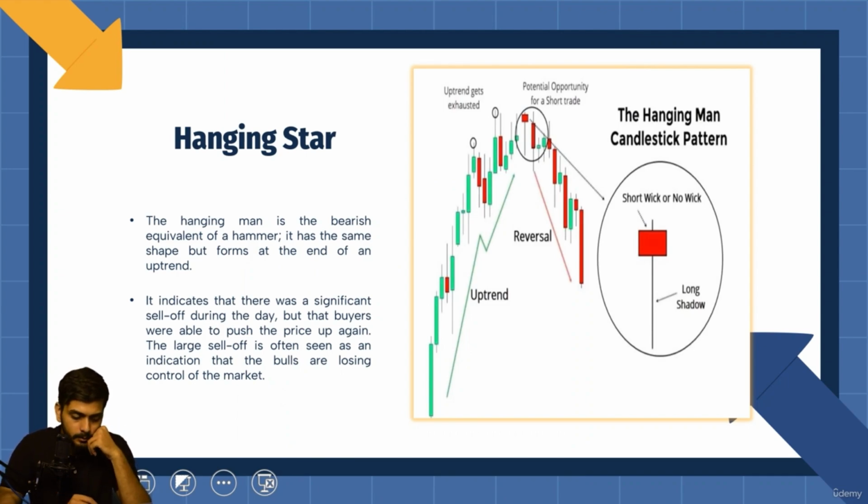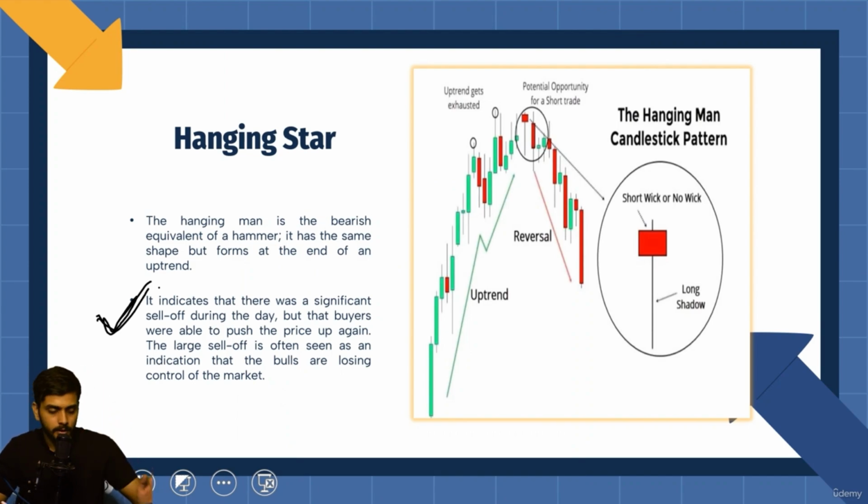See, if you read the second point, it indicates that there was a significant sell-off during the day, but that buyers were able to push the price up again. The large sell-off is often seen as an indication that the bulls are losing control of the market. This point is an important point. If you read this, 50% of hanging man pattern is understood. Okay, read this again. Indicates that there was a significant sell-off during the day.